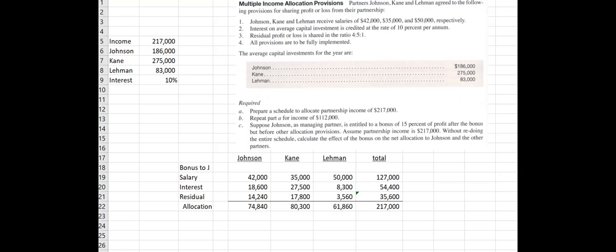You might make the mistake of thinking, oh, it's 217 times 0.15, but that's incorrect, because this bonus is 15% of the profit after you deduct the bonus. So you have to take 217 minus the bonus, then 15% of that, and that's the bonus. Sounds circular. It becomes an algebra problem. So if you haven't done algebra since high school, this might take you an extra minute, but with a couple of minutes of practice, this will all come back to you.